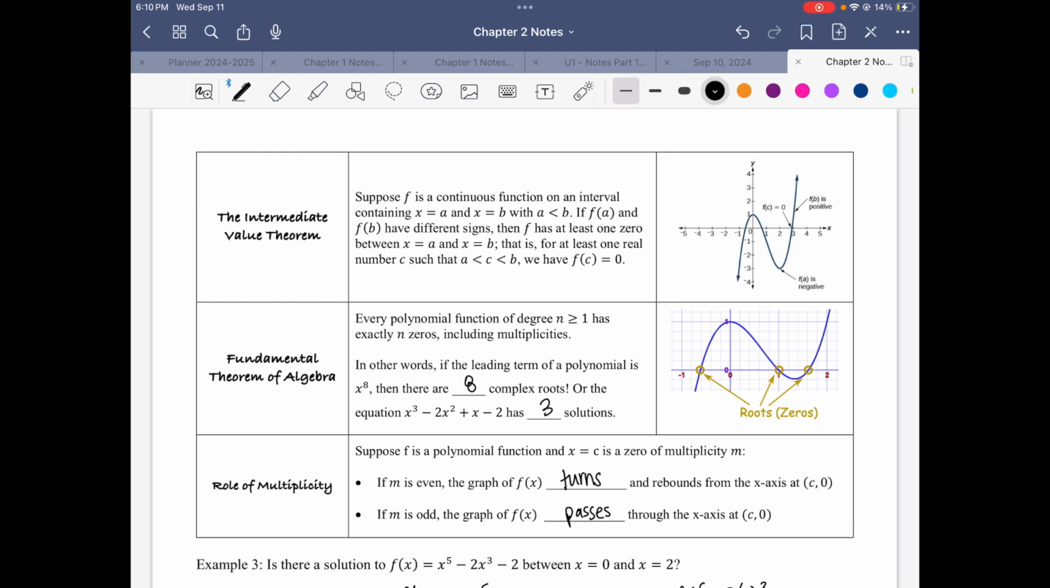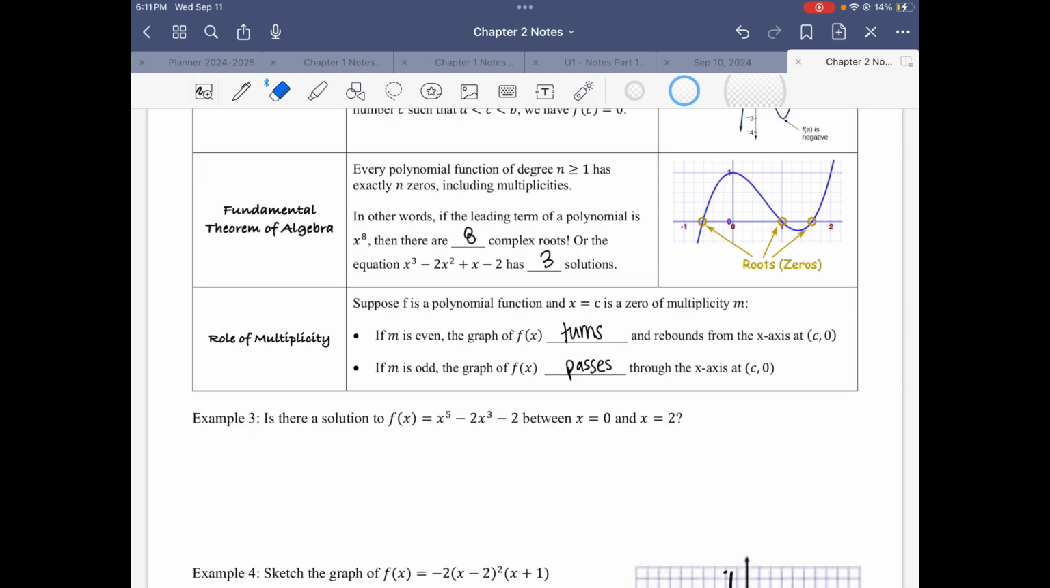Okay, a multiplicity of 1 is kind of an interesting one. So 1 is technically odd and it would just pass right on through, but it doesn't flatten out, it goes straight through. Whereas x to the 3rd kind of flattens out a little bit first. The bigger the multiplicity is, the wider it gets right there. So for example, 4 looks a lot like 2, except that the parabola is now wider. 5 looks a lot like 3, except that the flat part gets even wider.